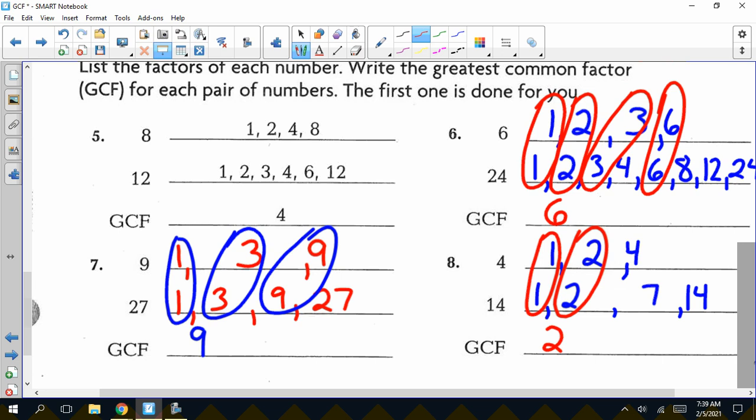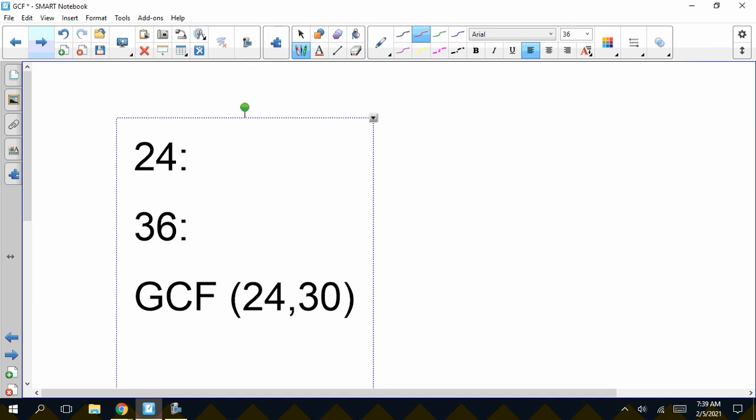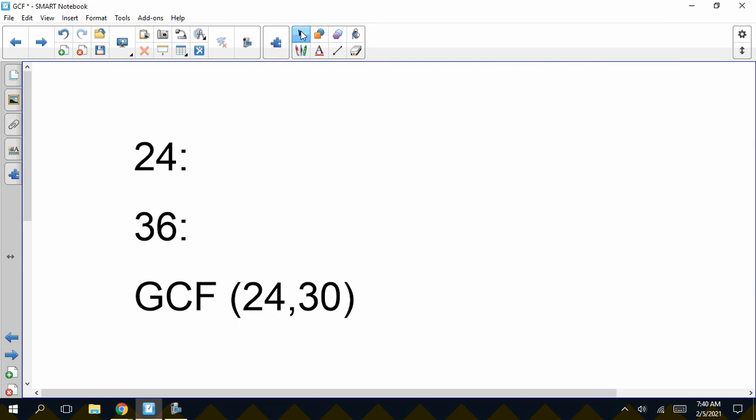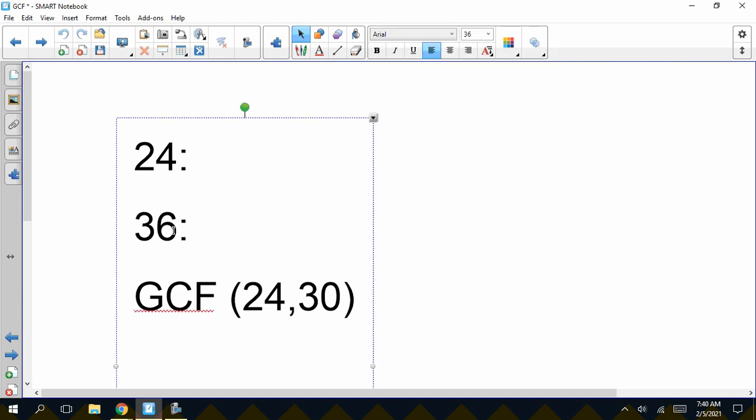Now if we go to this next page here, now we're going to get some larger numbers. These numbers do appear on your homework, so you may want to refer back to this video when we're talking about the factors of 24 and 30. Let's change that here to 30.